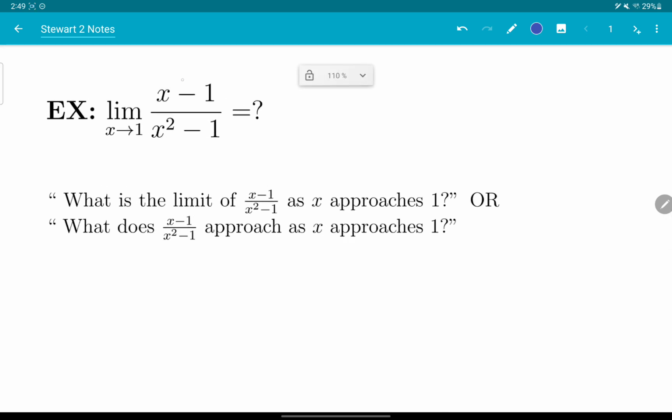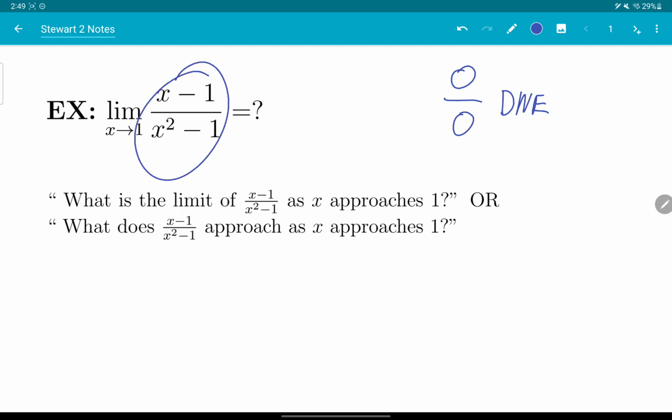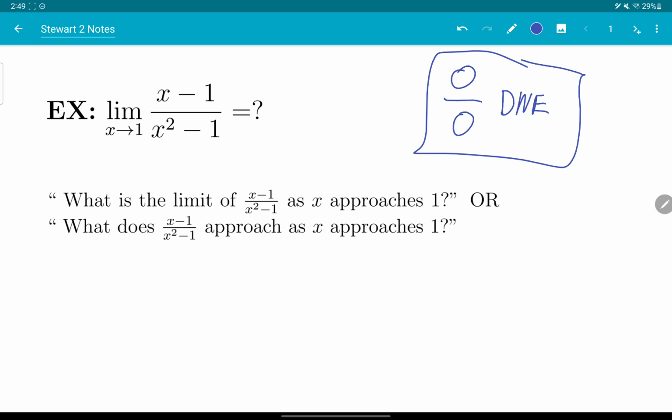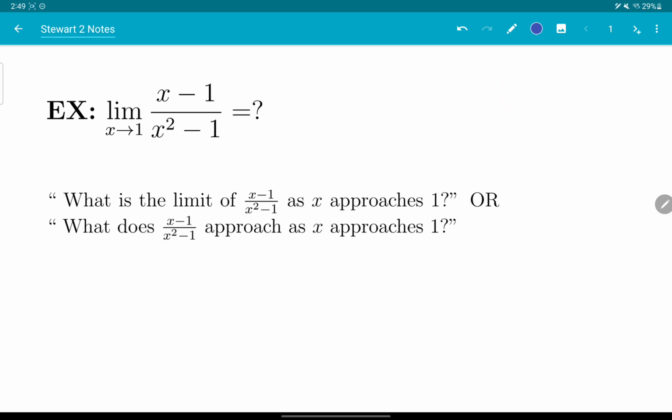Notice that if I plug in 1, then I will be stuck: 0 over 0. That is not a thing we can do. So I can't just plug in x is 1. The point I want to make right now is that I care about what this thing is approaching, not what it is. I don't care about what happens when I plug in 1. I care about what happens when x approaches 1. It's a subtle distinction. I will repeat it as we go on.